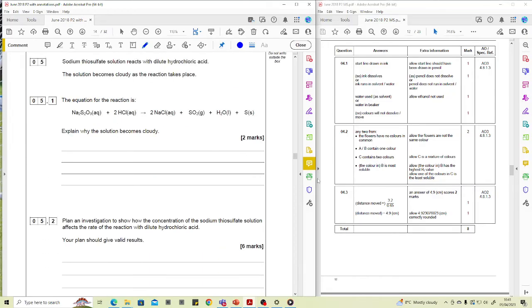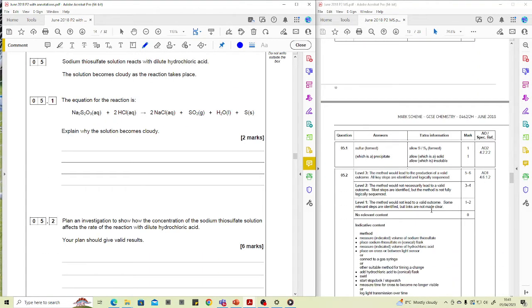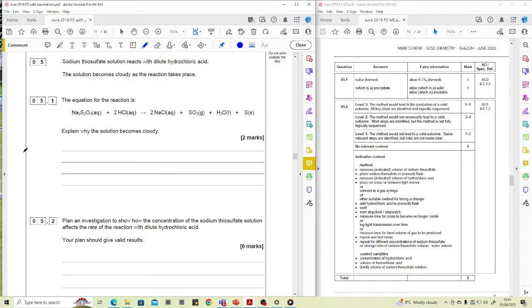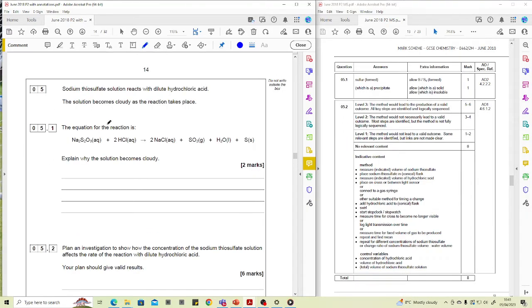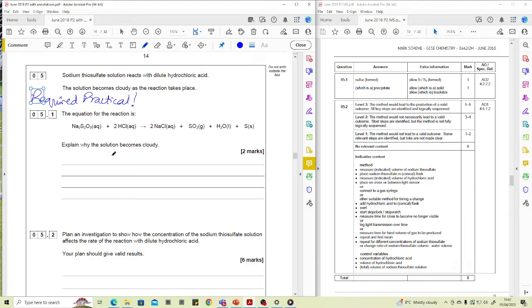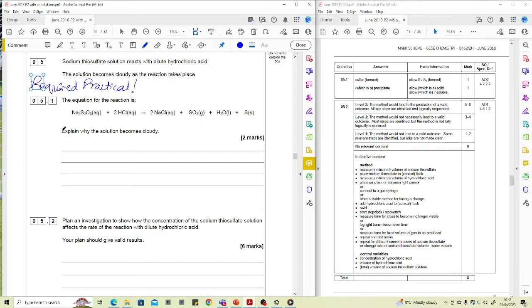Question 5. Okay, rate of reaction, looks like it. Can't tell at this stage, but it does look like a rate of reaction one because it reminds us of our required practical, which you're all going to revise very thoroughly. Okay, and let's have a look. We've done lots of these type of questions before, so let's just make sure we're getting every single mark.